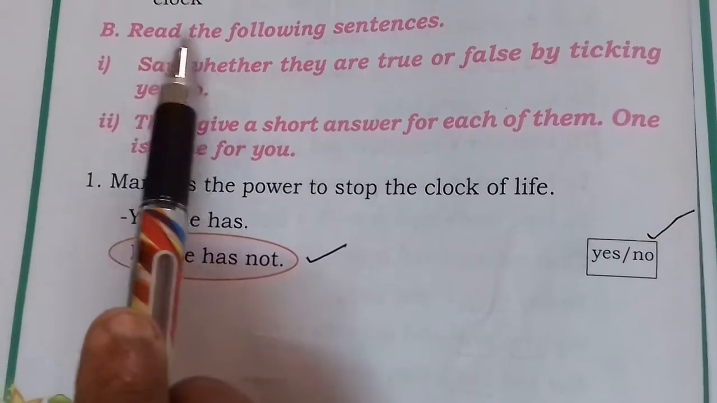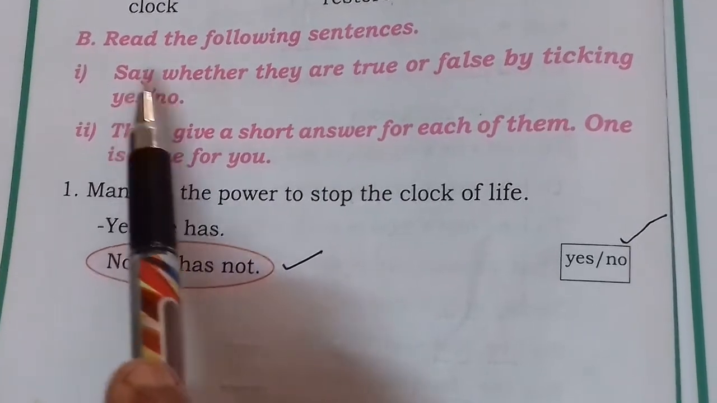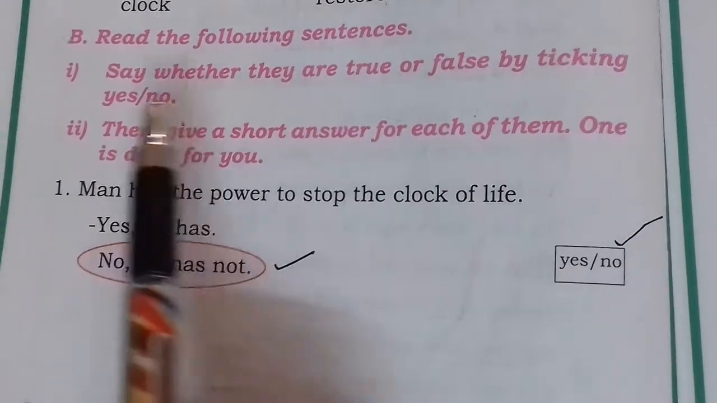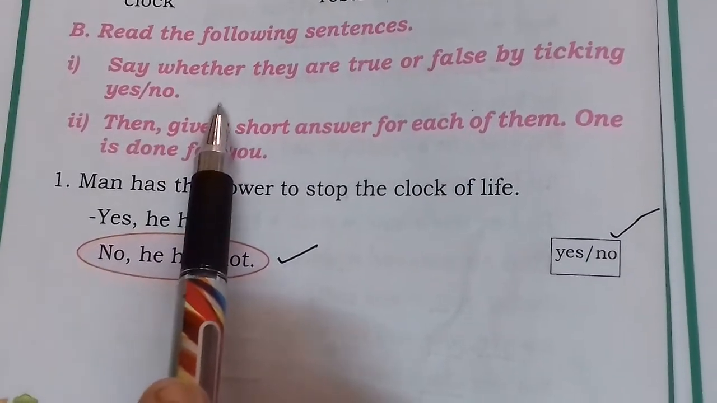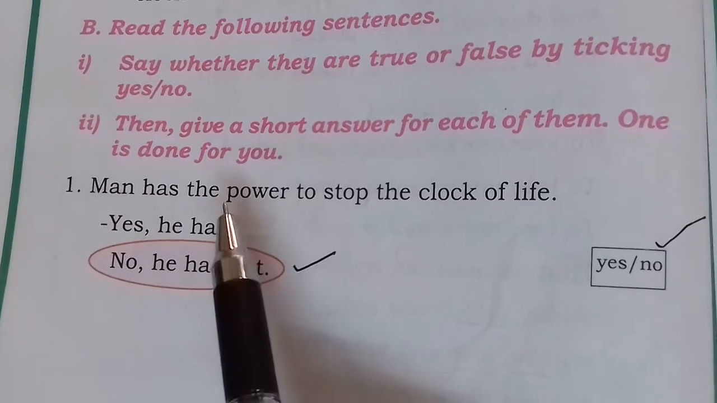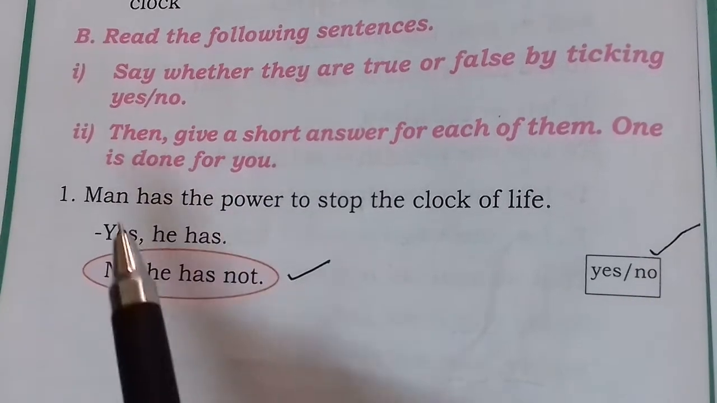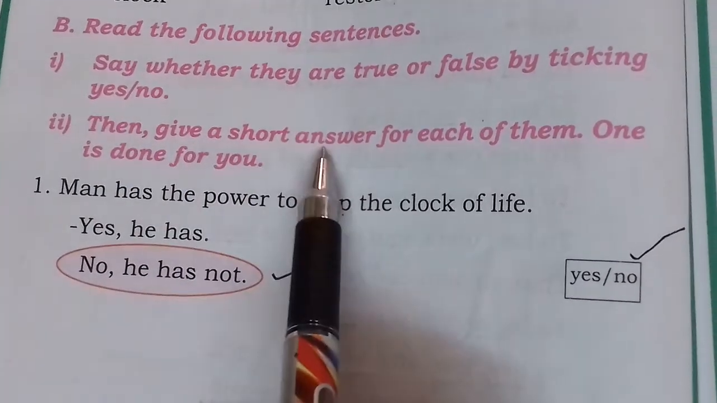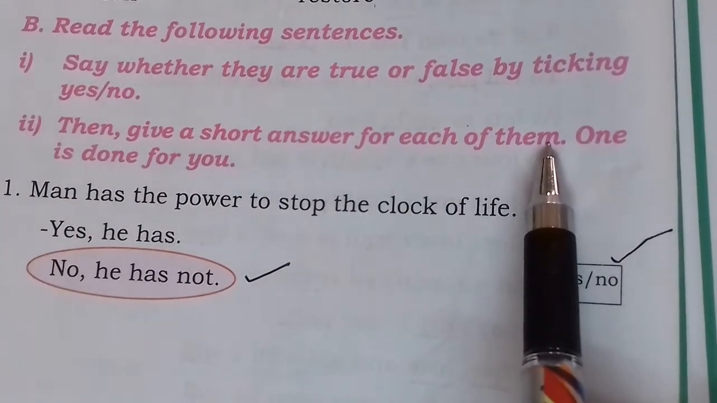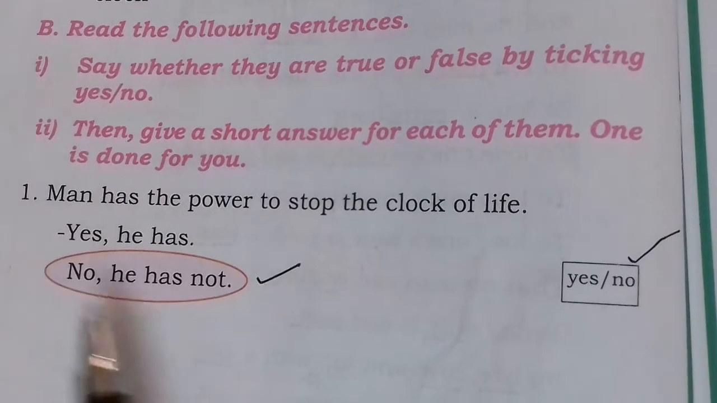It says, read the following sentences. Below mentioned sentences. Say whether they are true or false by ticking yes or no. Now he says there are sentences below. We should read it, understand, then say whether the sentence is yes or no, whether it's true or false, and write the answer. Then give a short answer for each one of them. Once you come to know whether it's true or false, say yes it is or no it is not. One is done for you. One example is given. Let's see.